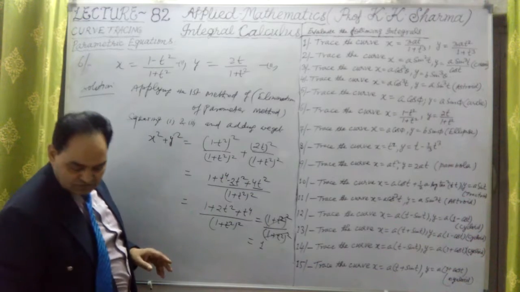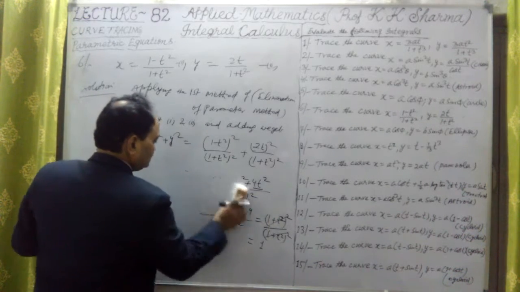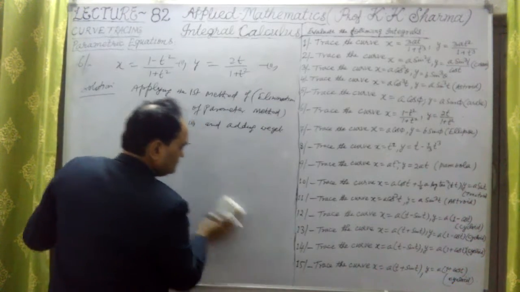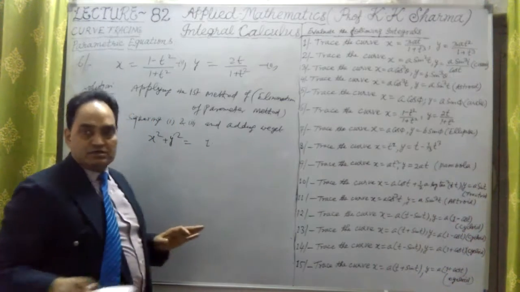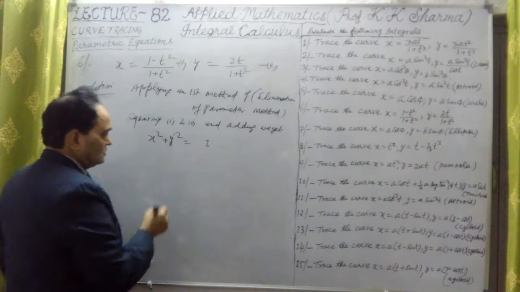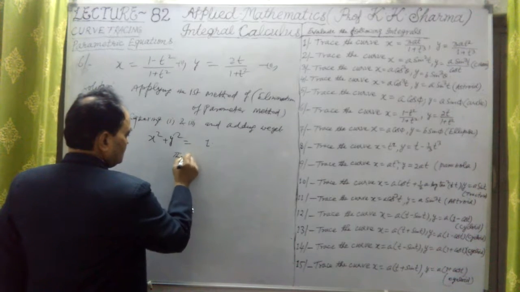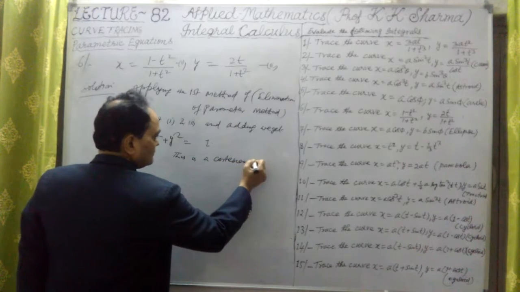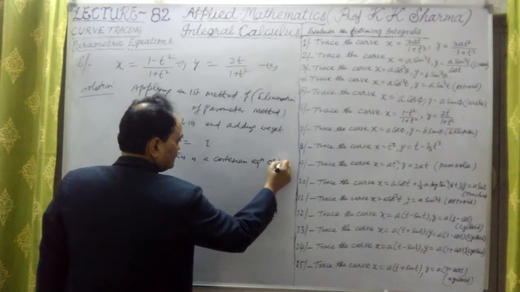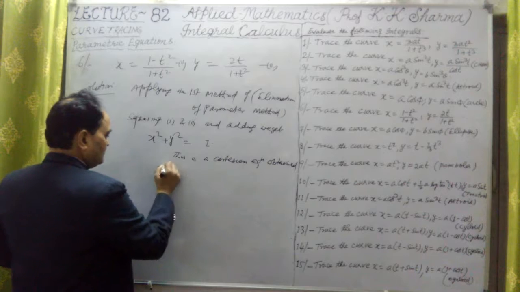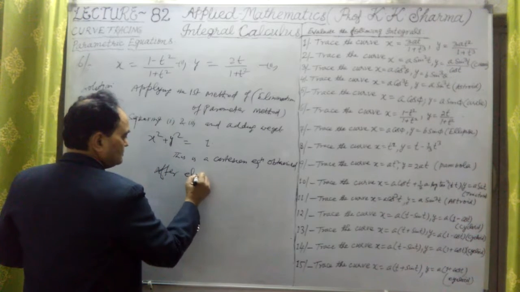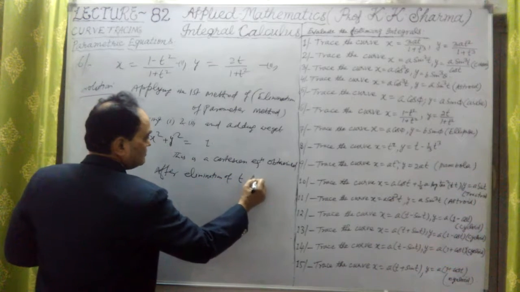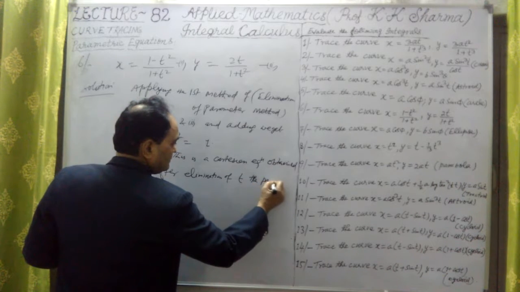That means this is also the equation of a circle, now with radius 1 here. So this equation, as we have seen, yielded to 1. So x square plus y square equal to 1. Again, this is the standard equation. This is a Cartesian equation obtained after elimination of t, the parameter.